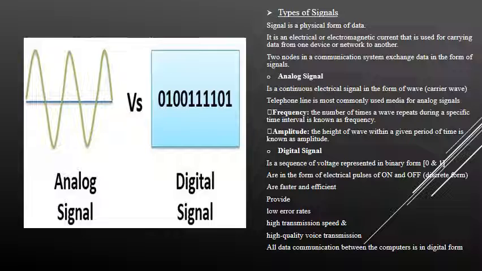The number of times a wave repeats during a specific time interval is known as frequency. The height of a wave within a given period of time is known as amplitude. Digital signal is a sequence of voltage represented in a binary form, in the form of electrical pulses of on and off, and is fast and efficient. They provide low error rates, high transmission speed, and high quality voice transmission. All data communication between the computers is in digital form.